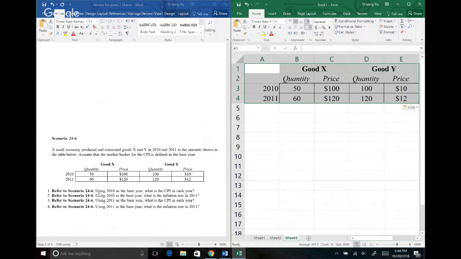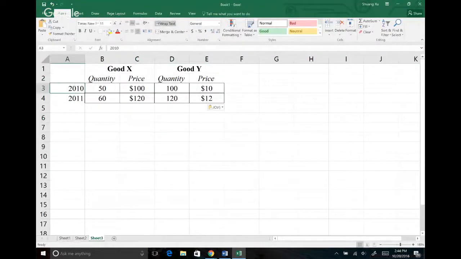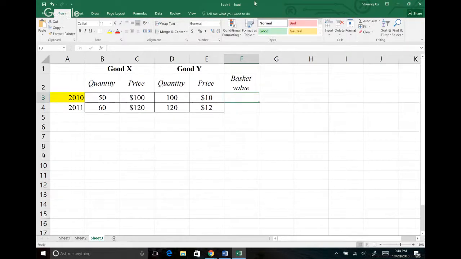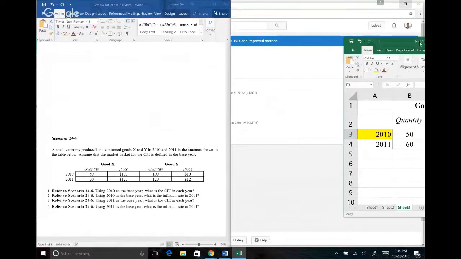All right, so use 2010 as the base year, find the CPI and the inflation for each year. Okay, so let's first use 2010 as the base year. So finding inflation and CPI. So let's first do the basket value. So the basket value in 2010.